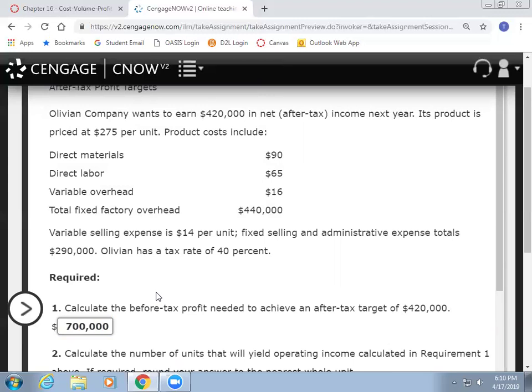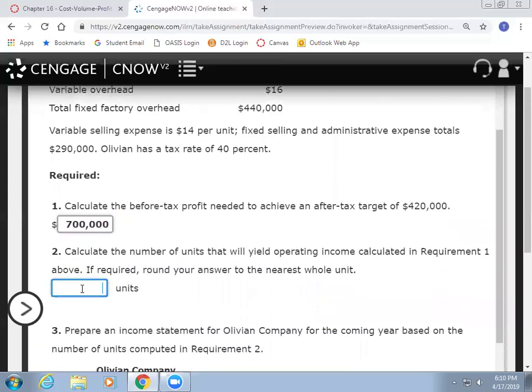So what is the number of units to yield 700,000 before tax profit? 15,889. Very good. Again, here you get a decimal, right? And you have to round it to the nearest whole unit. So we would need to sell 15,889 units to get to a before tax profit of 700,000. It makes sense to round to the whole unit there because we can't sell partial units.